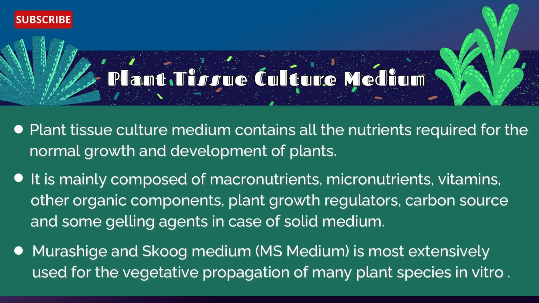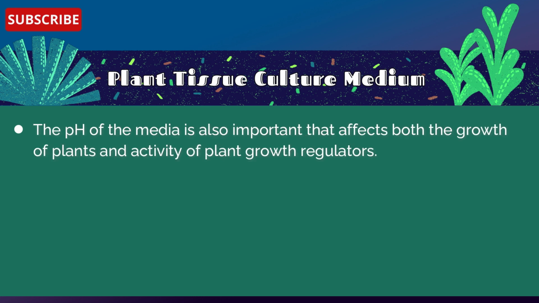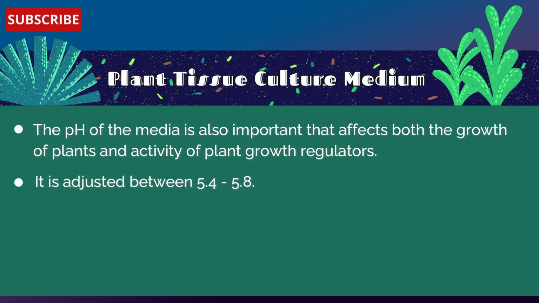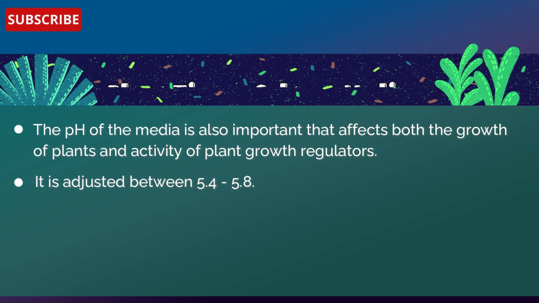Murashige and Skoog medium, MS medium, is most extensively used for the vegetative propagation of many plant species in vitro. The pH of the medium is also important, as it affects both the growth of plants and activity of plant growth regulators. It is adjusted between 5.4 to 5.8.